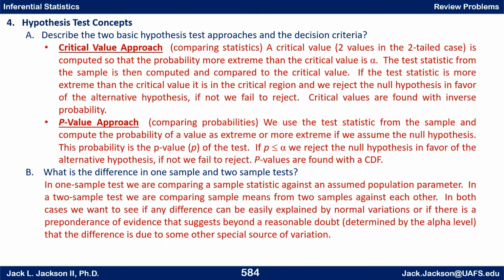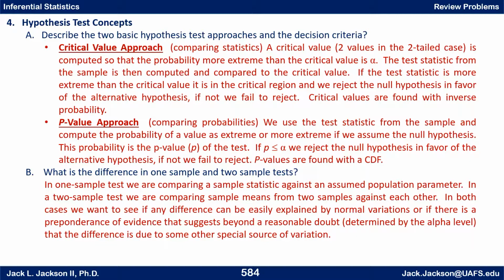The test statistic from the sample is then computed and compared to the critical value. If the test statistic is more extreme than the critical value, it is in what we call the critical region, and we reject the null hypothesis in favor of the alternative hypothesis. If not, we fail to reject. Critical values are found with inverse probability functions and programs.